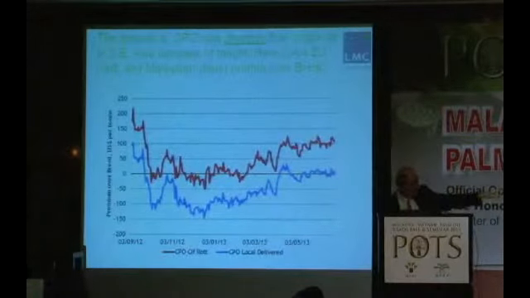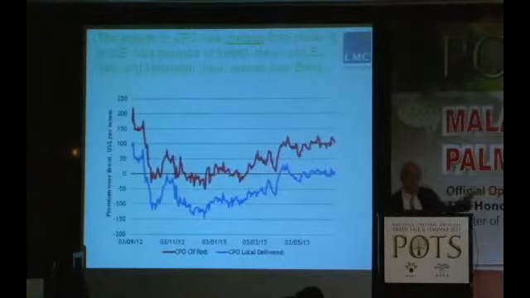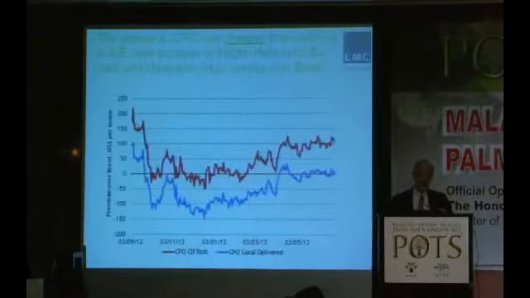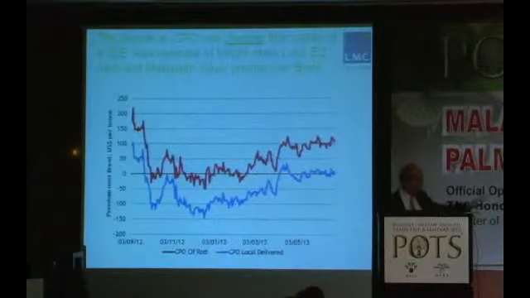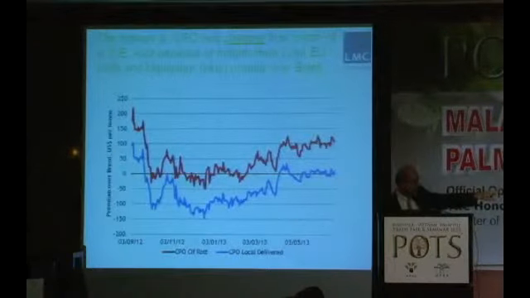And you can see some days it was negative, and recently it has been around $100 a ton, the red line. The blue line shows you the local price of CPO inside Malaysia, delivered inside Malaysia. And you see that for 6 months, the blue line was negative, it was below zero.